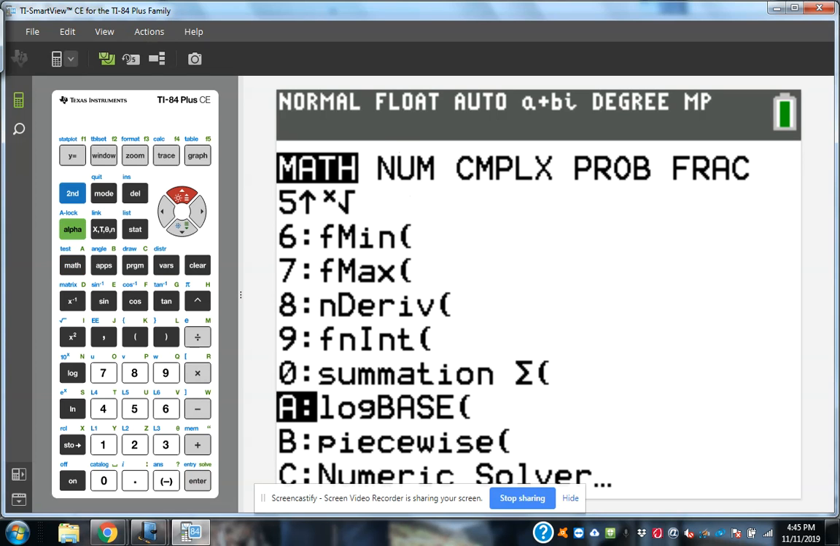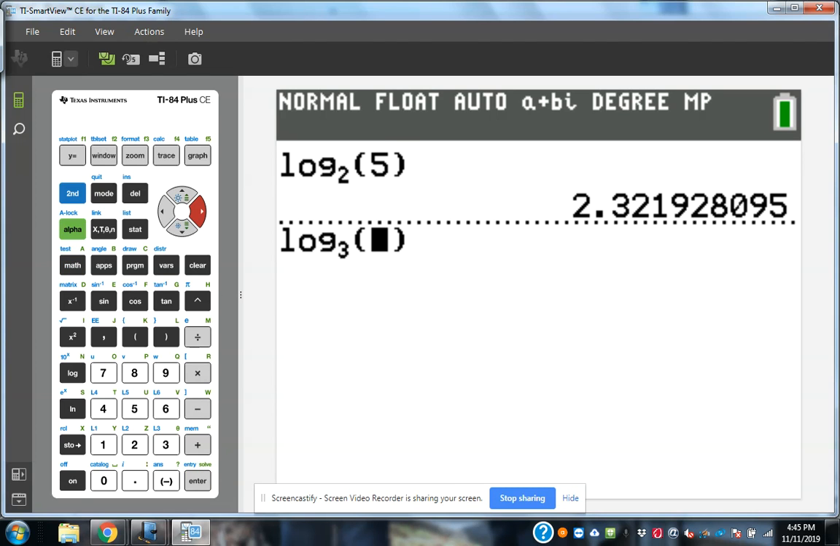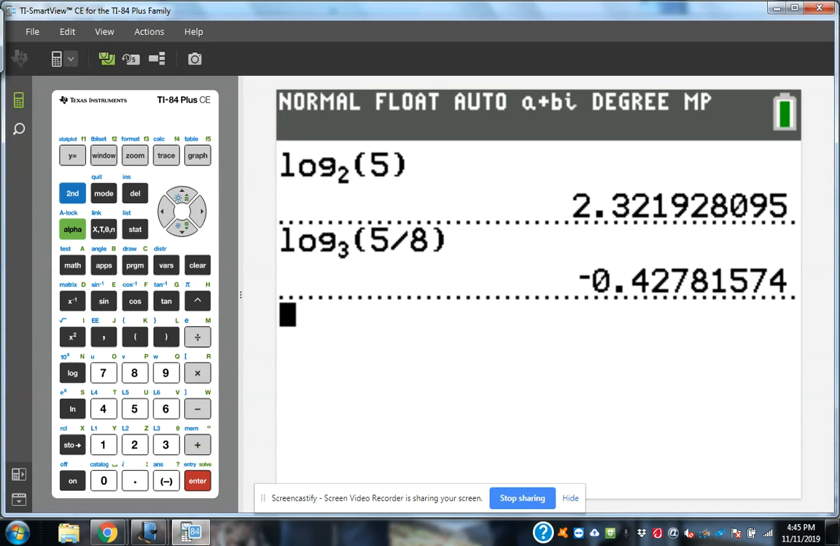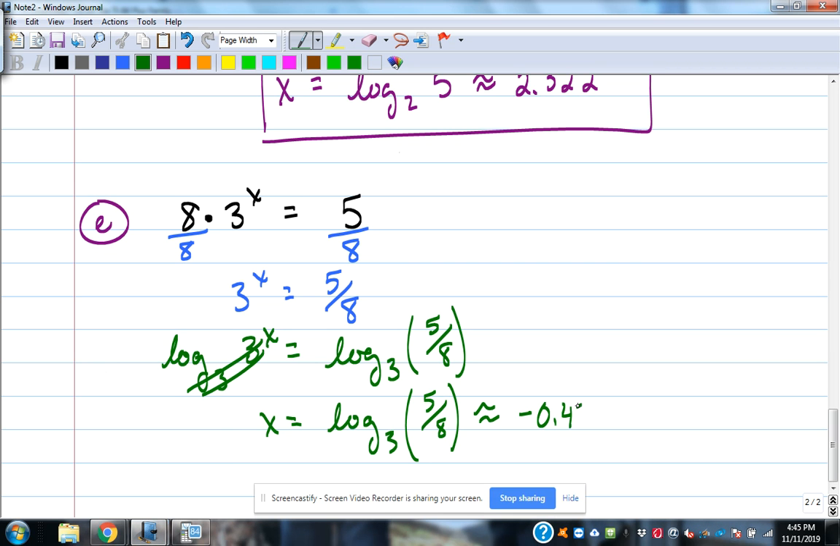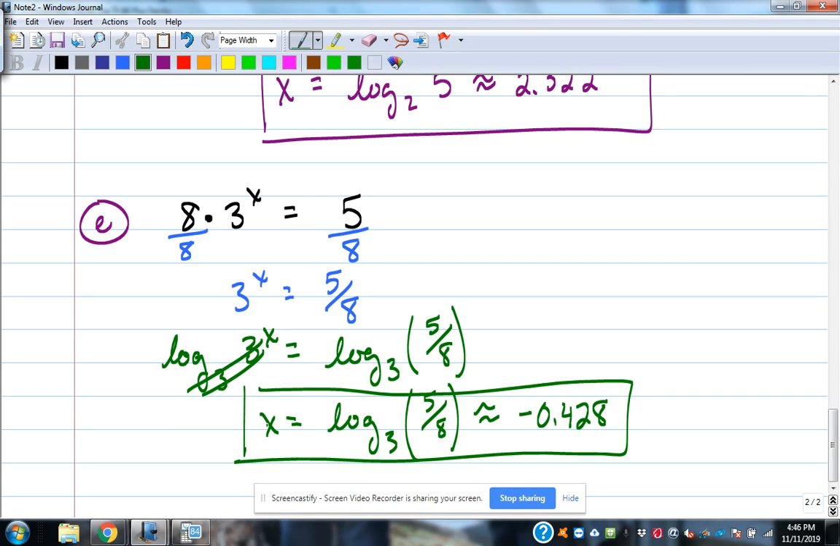Math, log base 3 of 5 divided by 8. Yeah. Negative 0.428 if we go 3 decimal places. So not too bad, but again, it's just knowing, hey, I can't turn that into something.